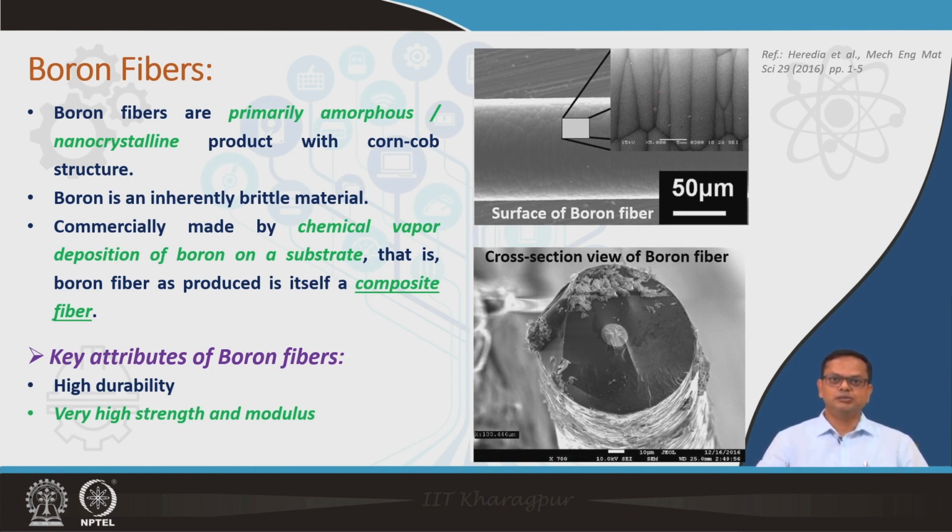In this particular fractured surface of boron fiber, you can clearly see there is a core, and on this core boron is getting deposited, and then ultimately you get boron fiber. That is why boron fibers are basically composite fibers with a core made of tungsten. Now, why are we so interested in boron fiber? Because of its extremely high strength and modulus.